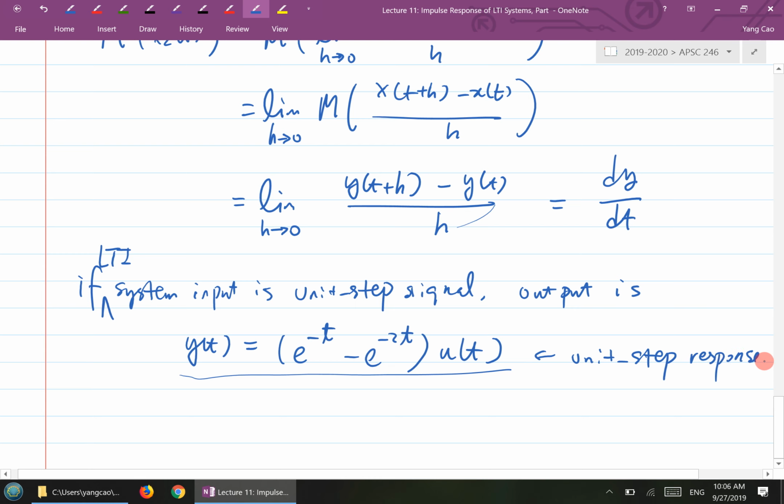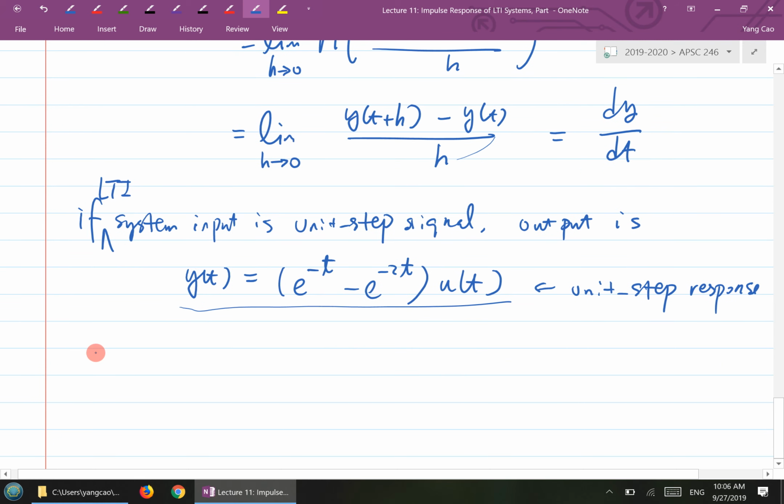Typically you have an impulse response, right? We use h of t. There's another very useful one called the unit step response. But there is no dedicated symbol for unit step inputs. So now the question is, what is the impulse response? What is the impulse response h of t?